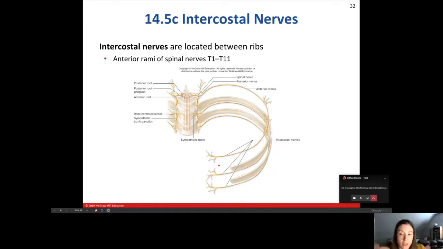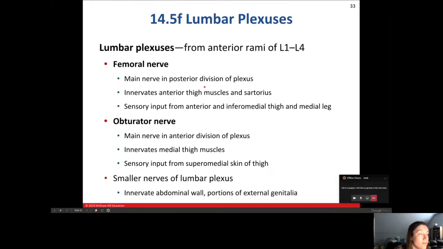Next, we're going to move down, and we said that thoracic nerves do not participate in plexuses. They are going to become the intercostal nerves. So we can see this is the thoracic nerve, and we have these prominent rami communicantes that are going to make up the sympathetic trunk ganglion. We'll talk about the sympathetic trunk in a little bit. And then the anterior rami, instead of participating in plexuses, make the intercostal nerves. So there's one in between each pair of ribs, and this is going to innervate those intercostal muscles.